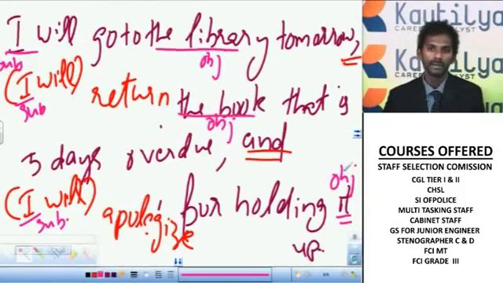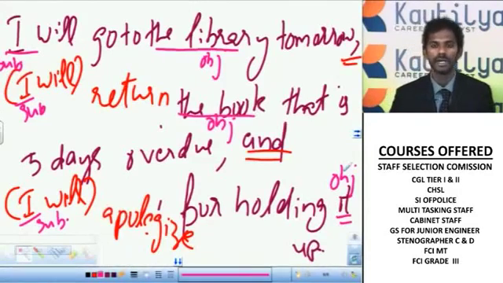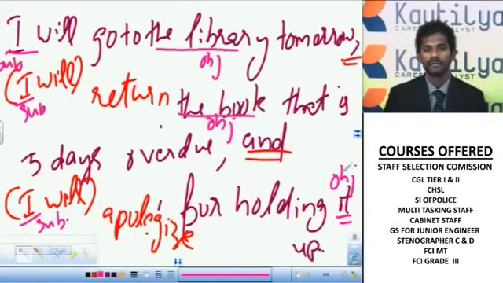Now we have only one more concept left, that is voice. Clear? I told you if one idea is in the active voice, all the other ideas must also be in the active voice. Similarly, if one idea is in the passive voice, all the other ideas must also be in the passive voice. Clear? Come to the first idea now.